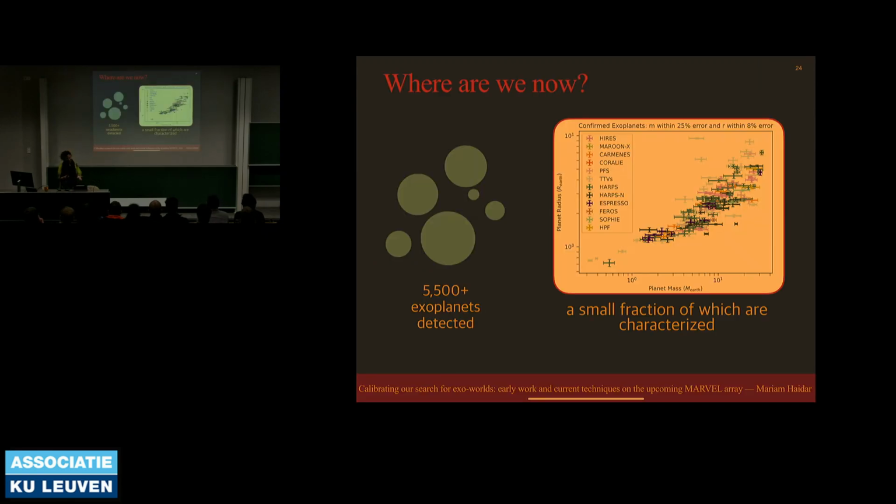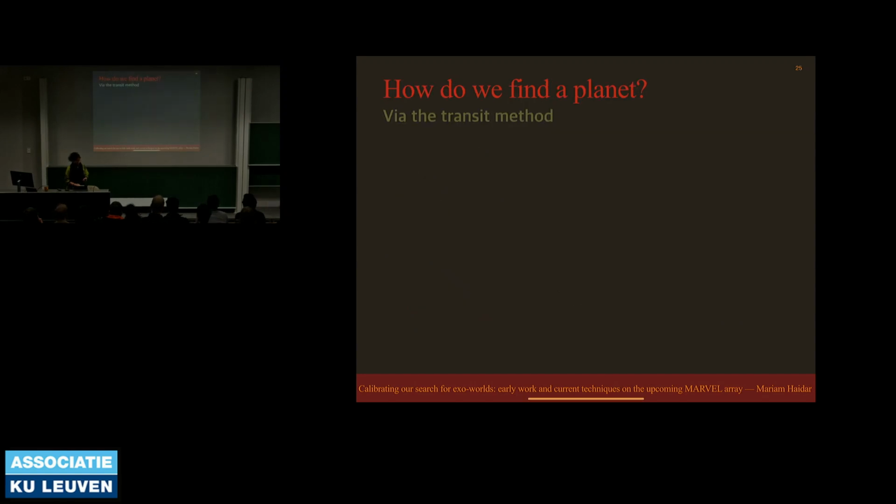So again, where are we now? We've seen over 5,500 exoplanets already being detected. A small fraction of these are actually characterized, and an even smaller fraction of these are in the regime that many people are interested in nowadays, which is smaller than sub-Neptune, right? So a very small fraction.